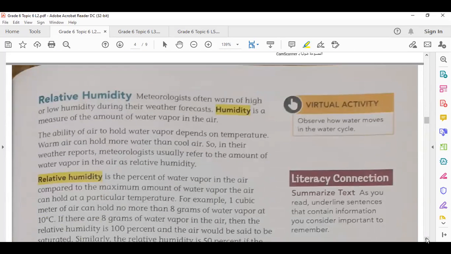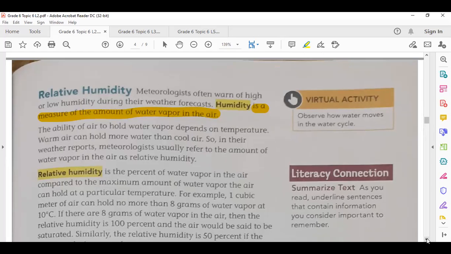Humidity is very important also. It is a measure of the amount of water vapor in the air. Humidity means الرطوبة in Arabic: the amount of water vapor in the air.